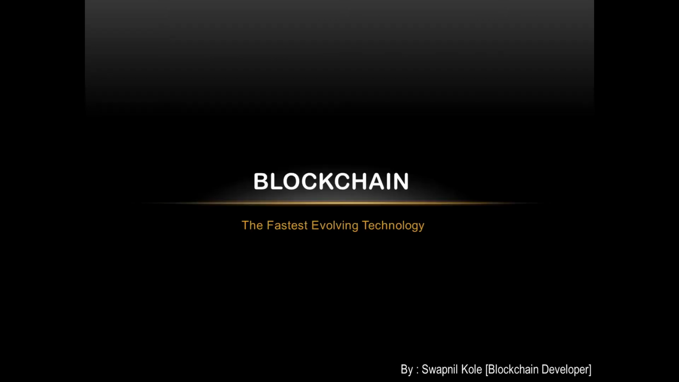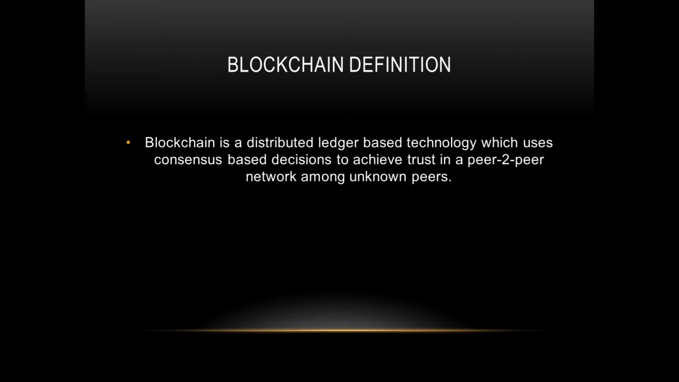So let's start this course with the basic definition of blockchain. Blockchain is a distributed ledger-based technology which uses consensus-based decisions to achieve trust in a peer-to-peer network among unknown peers. This definition seems to have some new terms, but you will soon get to know all of these and we'll teach you everything so that this will be very simple.